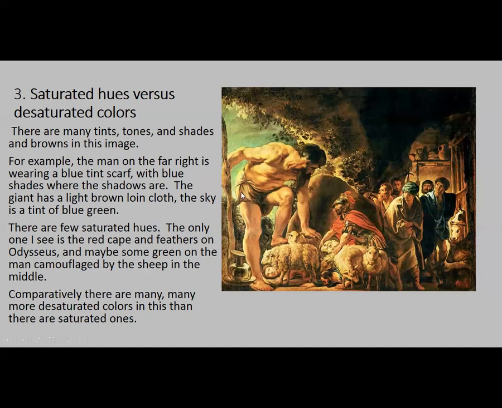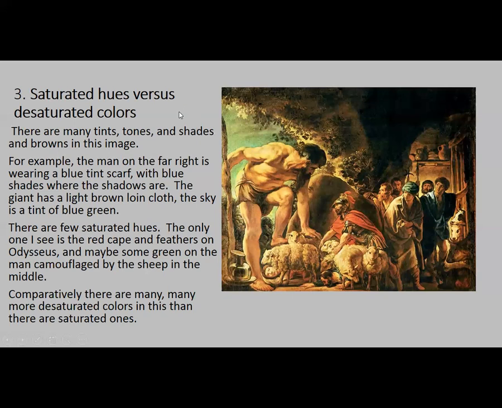The giant has a light brown loincloth. That's brown mixed with white. The sky is a tint of blue-green. So it's blue-green from the color wheel that's been mixed with white. So there's browns and dark green. There's desaturated colors everywhere. Remember, white is not a color.